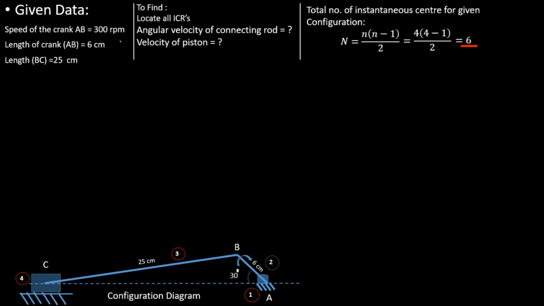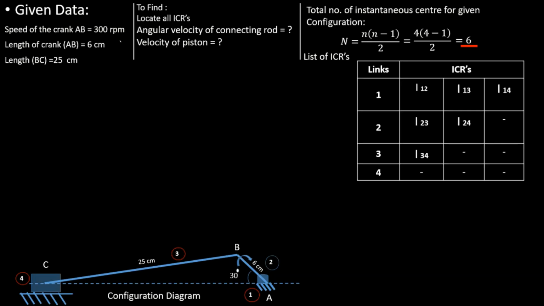So once we get the total number of instantaneous center for the given configuration, then we have to make the list of all the 6 instantaneous center. So for that we have to make this table. So in the first column we have to write all the link numbers. So first column is of links. So how many links here we are having? 4. So start from 1, 2, 3, 4.